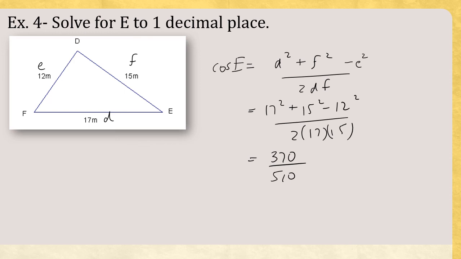Don't forget we're looking for an angle, which means we have to use inverse, so cos inverse. Don't forget this is cosine law. Sometimes people will write sine inverse, and then bracket 370 over 510. So shift, or second function, cos, open bracket, 370 divided by 510, close bracket, hit equals, and to 1 decimal place, you should be looking at 43.49, blah, blah, blah. 1 decimal place is 43.5 degrees.